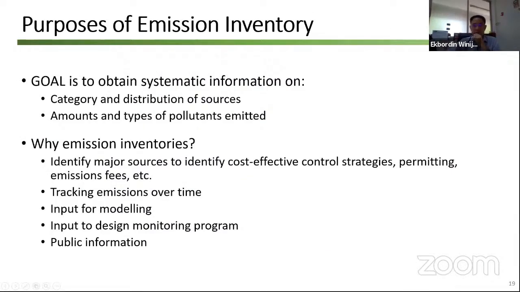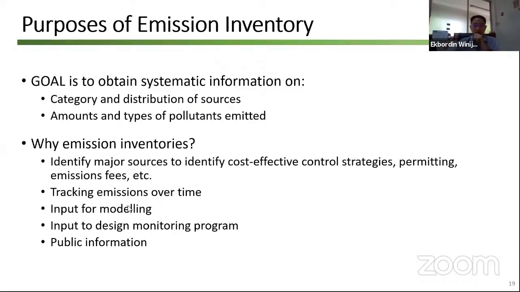The purpose of the emission inventory, the goal, is usually to obtain the information on the category and also the distribution of the sources of pollutant. It will also give the information on the amount and the type of pollutant that is emitted from different sources. And then the question is why we need to do the emission inventory. The first answer is to identify the major sources, to identify cost-effective control strategies, permitting, and also emission fees, as we discussed in the overall air quality management system.